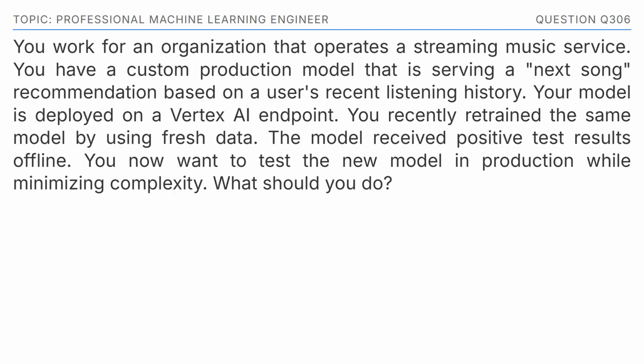You work for an organization that operates a streaming music service. You have a custom production model that is serving a next song recommendation based on a user's recent listening history. Your model is deployed on a Vertex AI endpoint. You recently retrained the same model by using fresh data. The model received positive test results offline. You now want to test the new model in production while minimizing complexity. What should you do?